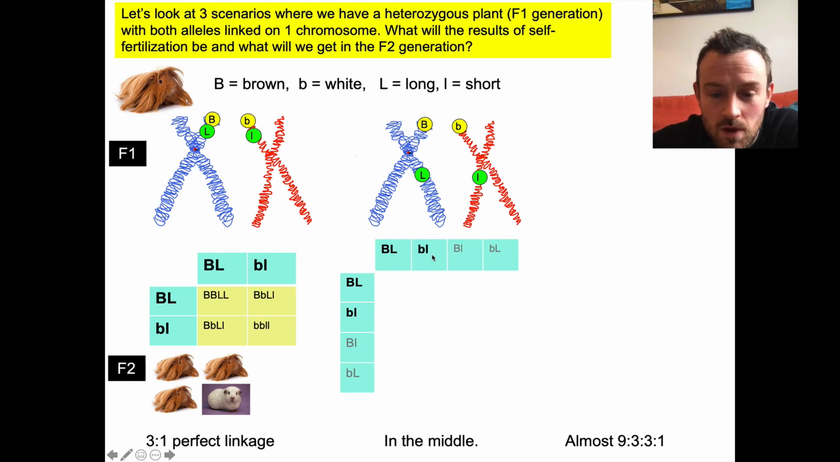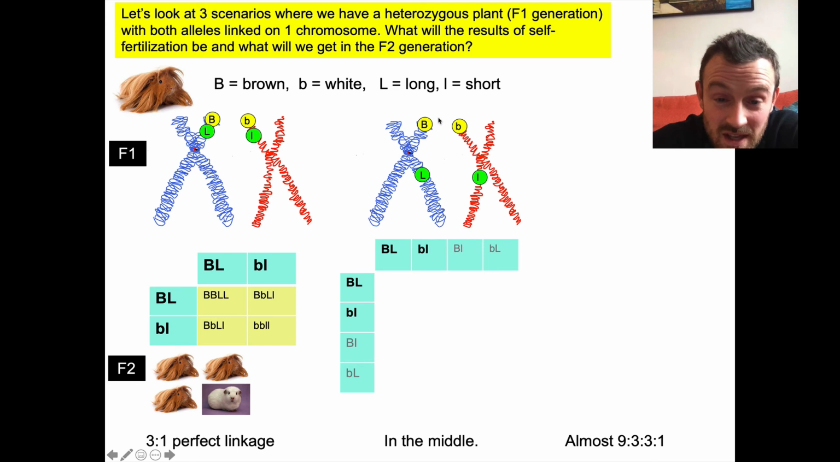So I've tried to show that most of the time, the big B and big L will stay as a pair. Most of the time they'll be inherited together on one chromosome, like this, or like this. But sometimes we will have crossing over occurring. Crossing over can disrupt this ratio. And crossing over is when these two chromosomes, during prophase and metaphase of meiosis 1, exchange genetic material.